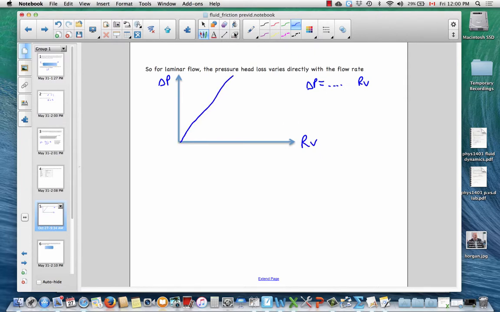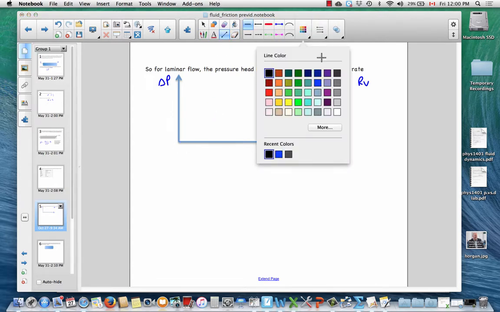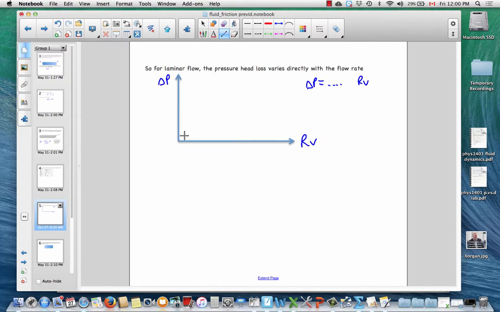Sorry, that's supposed to be a straight line. That's horrible. Let's do that. Here, I'll use the straight line drawer. There we go. Voila. And the value of that slope should just be this set of numbers, 8 eta L over pi r to the 4th. I guess you could put a plus 0 now, right?